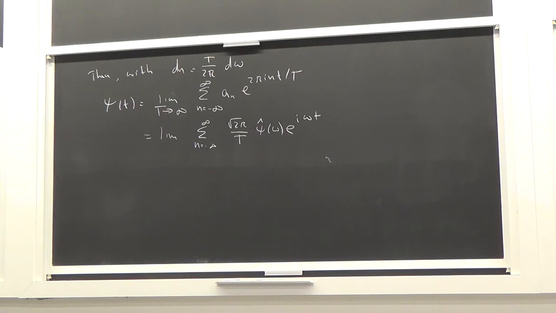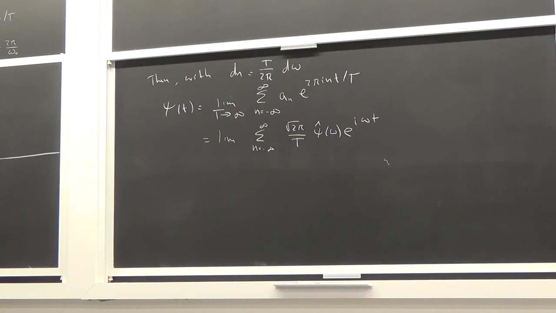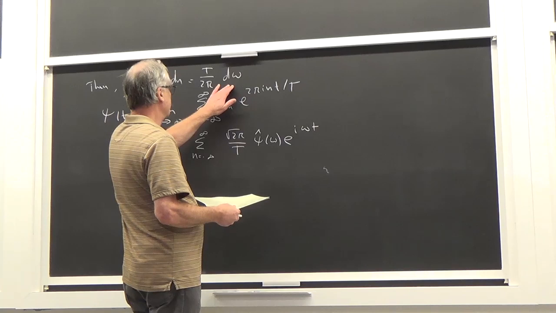I took this equation and wrote n equals omega T over 2 pi, and then I took the derivative, okay? dn, of course, in the sum is just 1. So we're always incrementing n by 1. But I could have written a delta n and delta omega here, perhaps.